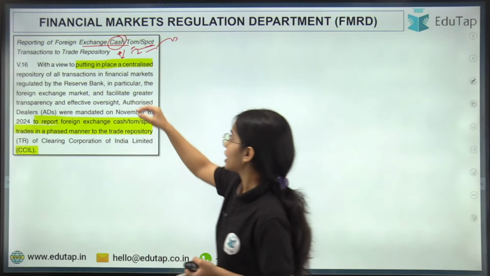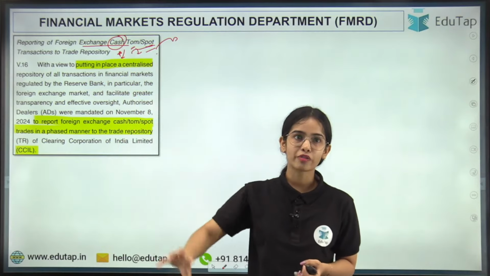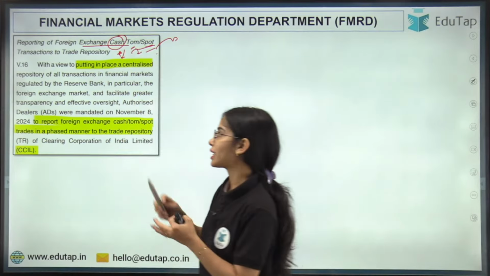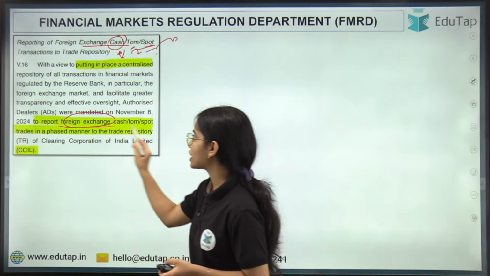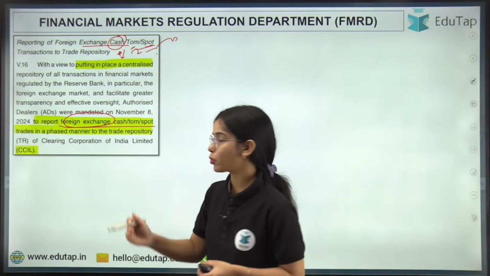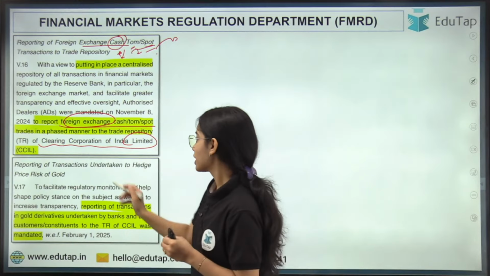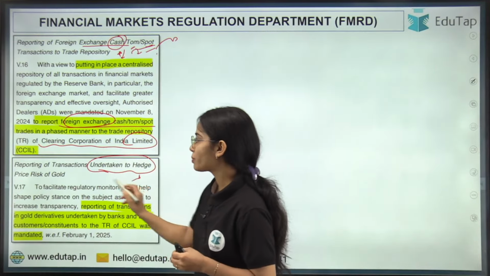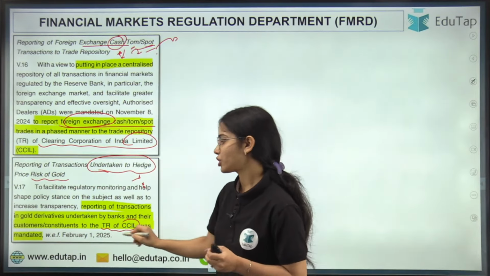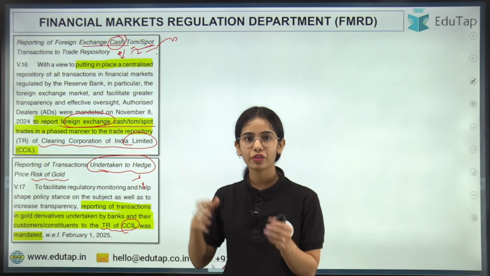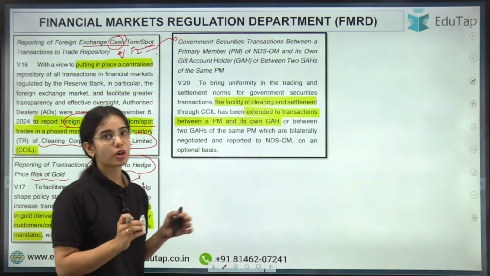So reporting of foreign exchange cash, tomorrow and spot transactions to the trade repository. It is announced by the Reserve Bank of India that this is a centralized repository that RBI is creating, and it is mandated that all foreign exchange cash, tomorrow or spot trades have to be reported to the trade repository of CCIL. It was also announced that all the transactions done to hedge the price risk of gold have to be reported in the trade repository of the CCIL. So a question can come where the reporting happens: it is in the trade repository of the CCIL.